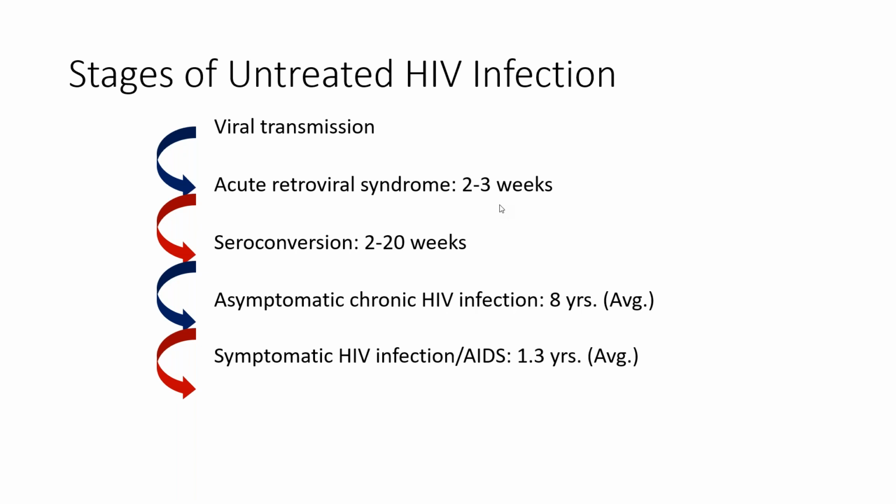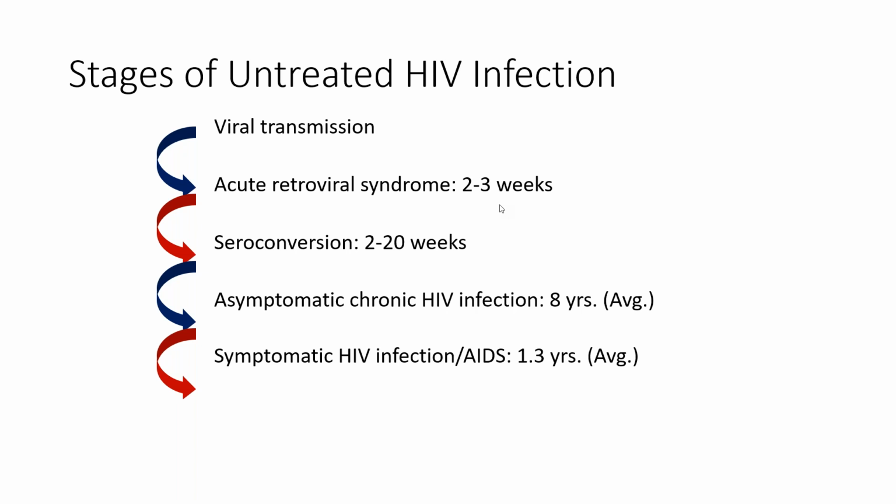So it is very important to recognize that if there is a source which is known, or there is one risk event which has happened, and 2 to 3 weeks after that, somebody does notice an acute retroviral syndrome, then one must think, depending upon the risk stratification of the patient, that it could be acute retroviral syndrome.